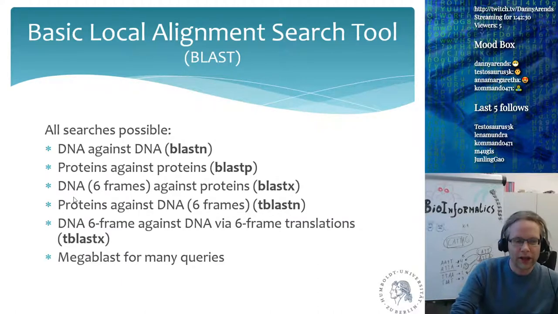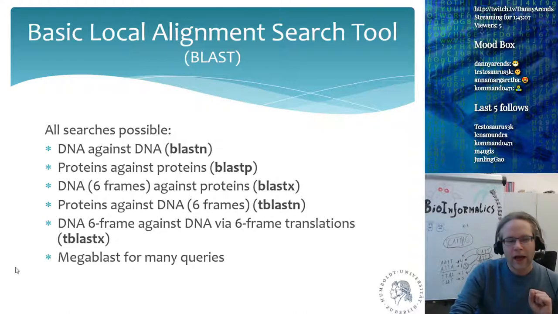And then you can have an input sequence which is a protein sequence. You can search against a DNA database. And of course, 6 frames here are 6 codons in a row. And this is called T-BLAST-N. So this is the translational BLAST nucleotide. Then you have the DNA 6 frames against DNA via 6 frame translation, which is called T-BLAST-X. So this is more or less very similar to DNA versus DNA, but this takes into account the fact that DNA comes in codons.